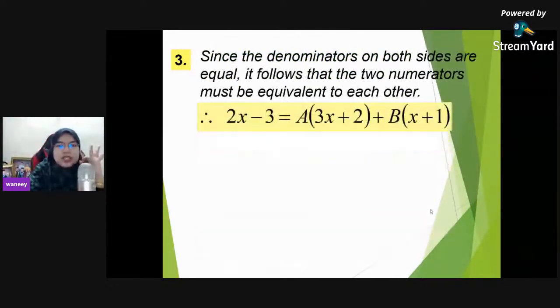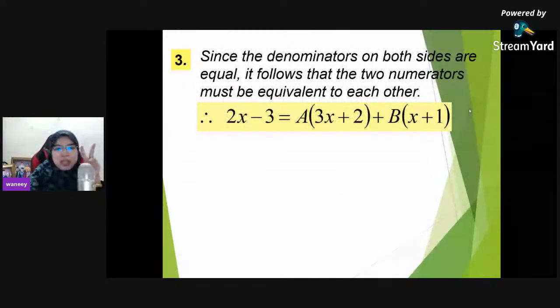Okay, so since the denominators on both sides are equal, it follows that the two numerators must be equivalent to each other. Since we have the same denominator, we can easily compare our numerators. Comparing the numerators, we get 2x minus 3 equal to A(3x plus 2) plus B(x plus 1). So now we have to calculate the values of A and B.